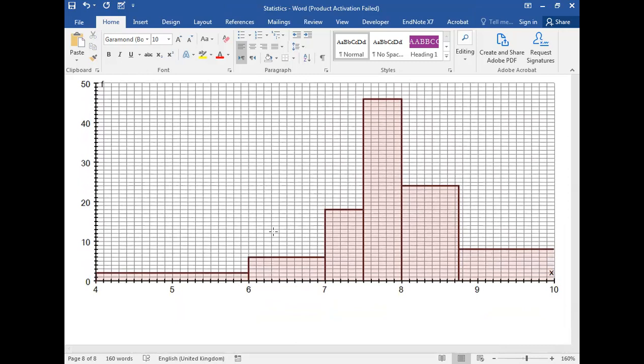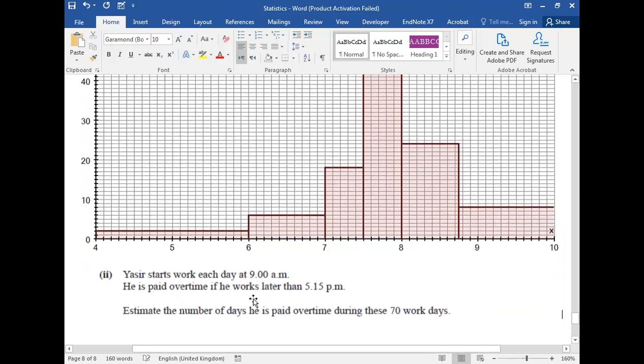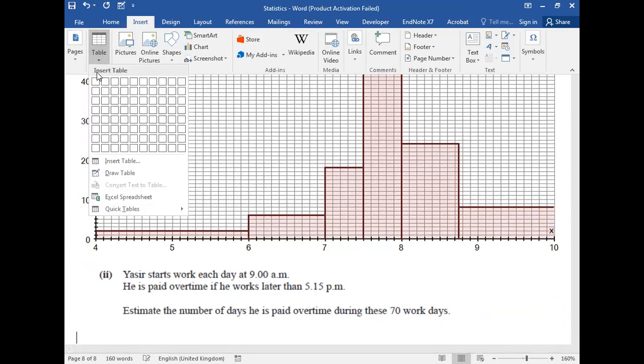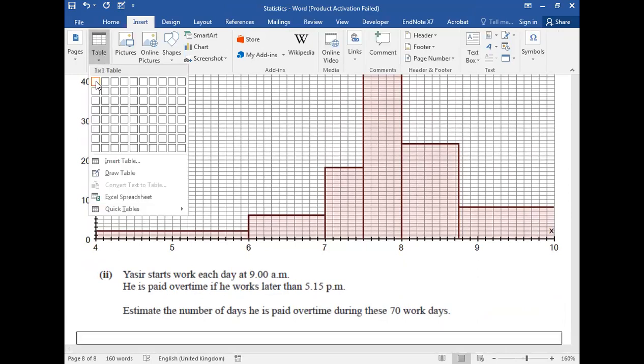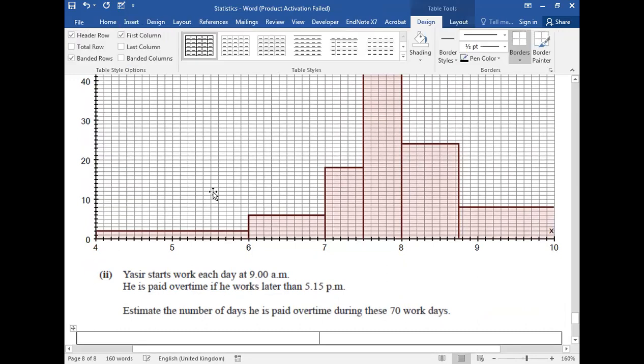Okay, now this part as well, again, this is a very interesting part. I already gave you people the hint on how to attempt this one. Okay, Yasir starts work each day at 9 a.m. He is paid overtime if he works later than 5:15 p.m. Estimate the number of days he is paid overtime. So we need to find the number of days for which he is paid overtime for.